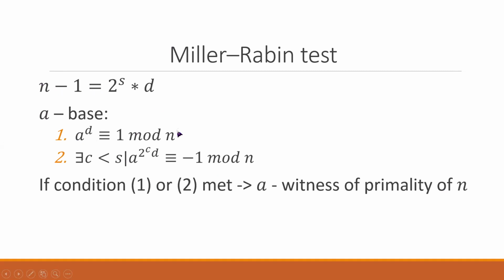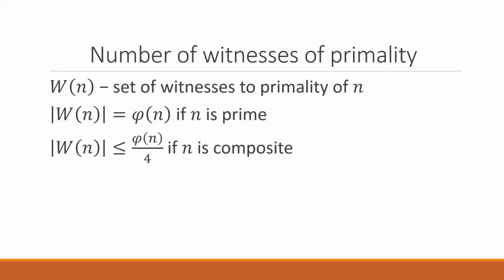But there are some problems, such as there exist composite n for which a is a witness of primality. So we must check the distribution to know how we can improve this algorithm. For this, we define a set of witnesses to primality of the number n, and there are some theorems for the number of such numbers.